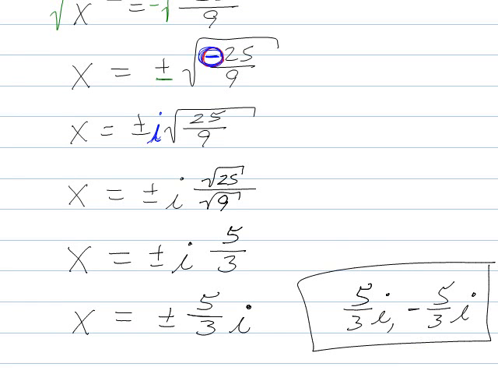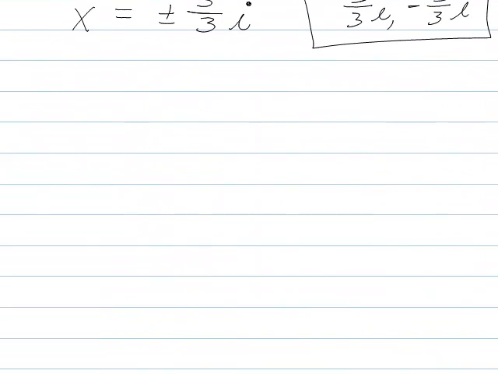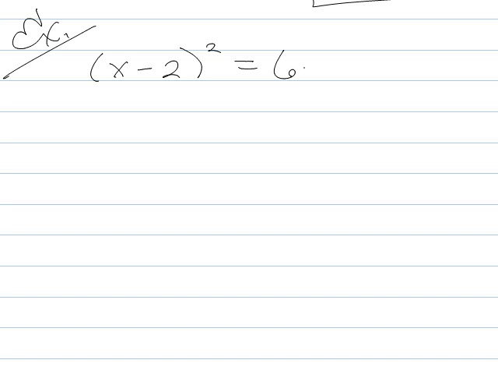Now I'm going to do one more example that has the potential to really cause you some heartache. And that's this. So we've got a problem like this. Say we've got x minus 2 quantity squared equals 6.